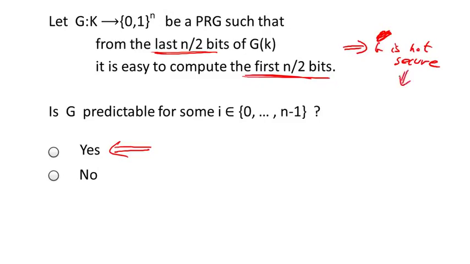But if G is not secure, by Yao's theorem, that means that G is predictable. In other words, there exists some I for which, given the first I bits of the output, you can compute the I plus first bit of the output. And so even though I can't point you to a predictor, we know that a predictor must exist. So that's one cute, simple application of Yao's theorem.